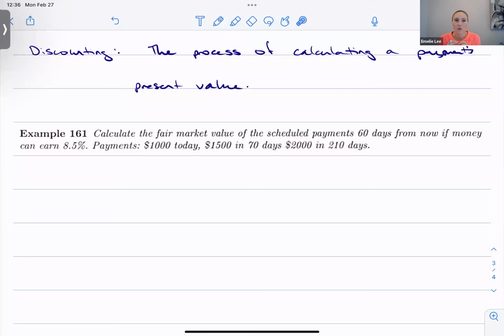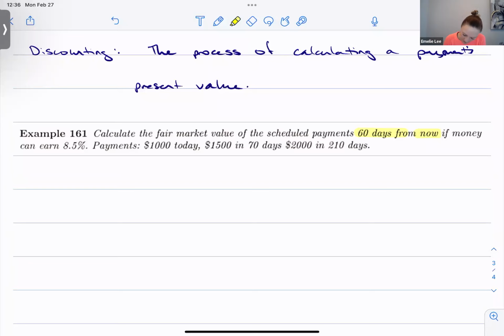Okay, and so this is getting a little bit more complicated. What I want you to do is first things first, we read the question just like we did now, and then we're going to try to figure out what all the dates are. Calculate the fair market value of the scheduled payments 60 days from now. Now, when I have 60 days from now, I should probably have a now or today tick, even if it's just a reference point, right?